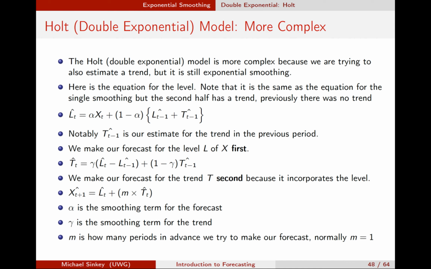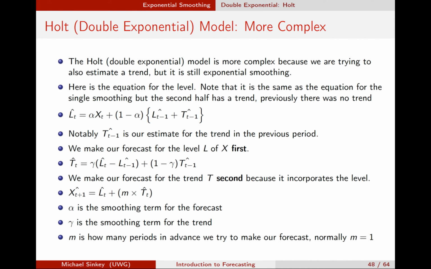So we make the level equation first. x_t minus 1 is our estimate for the trend in the previous period. L_t minus 1 is our estimate for the level in the previous period. We do the level first, then we do the trend next. Gamma is the smoothing parameter.